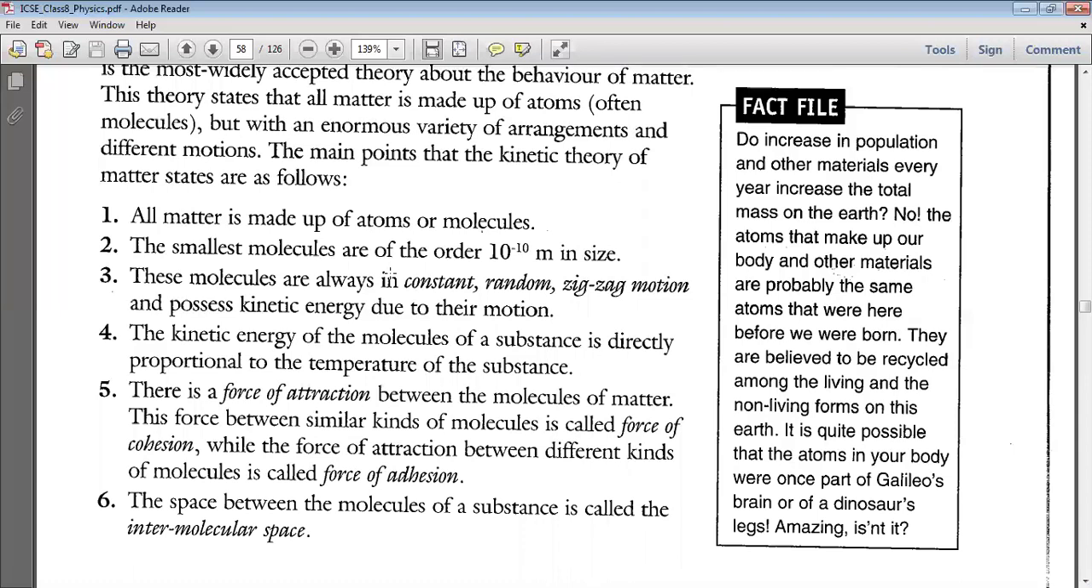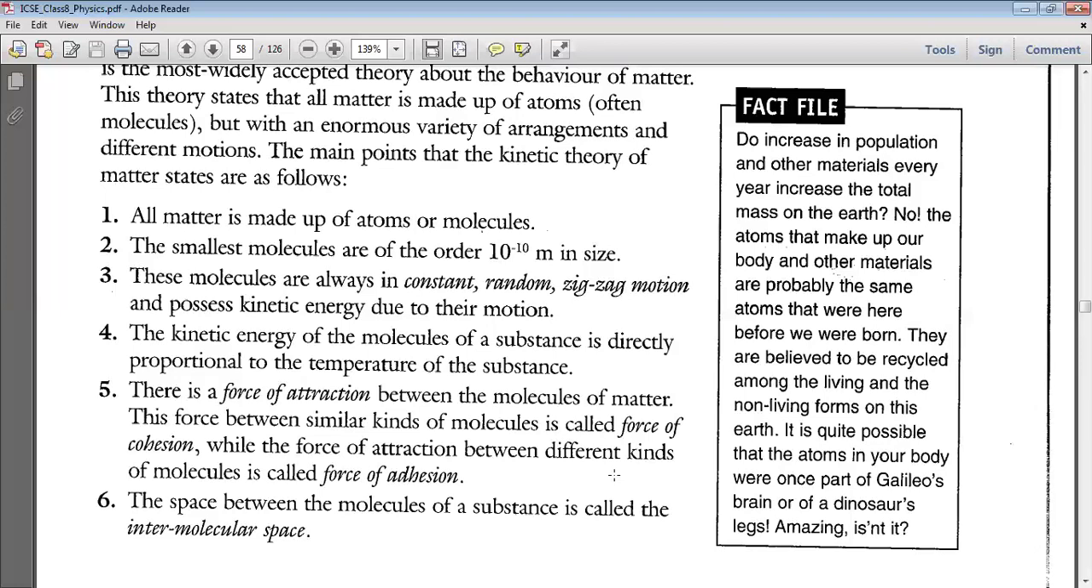So the molecules which we are talking about are not fixed, but they continuously move about here and there, and they also have kinetic energy. And the kinetic energy of these molecules is directly proportional to the temperature of the substance. So greater the temperature of the substance, greater will be the kinetic energy of the molecules.